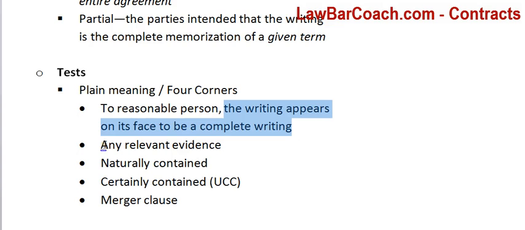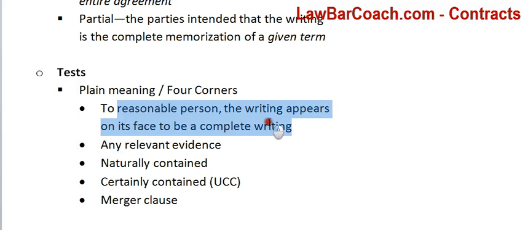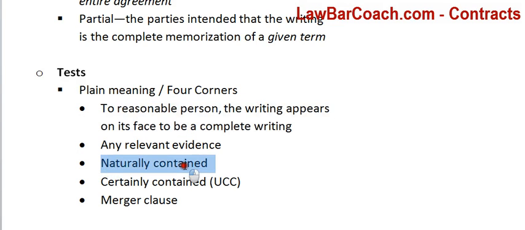So let's look at the tests. One test is, sure, show any parole evidence you want. Any relevant evidence is admissible. Another: to a reasonable person, does the writing appear to be complete? Or would the writing have naturally contained the term? So, would the contract naturally have specified the type of washer fluid? Let's say the contract was specifying a lot of other types of minutia requirements, other types of fluid. Well, they probably would have put washer fluid in there if they wanted a certain washer fluid, right?